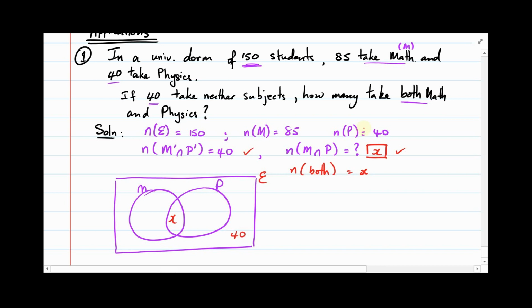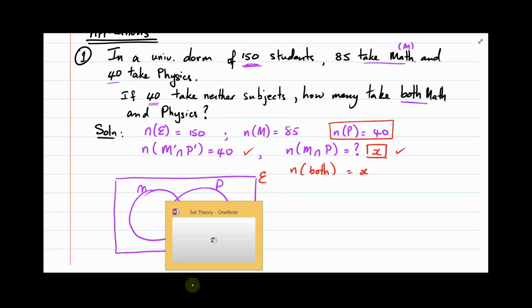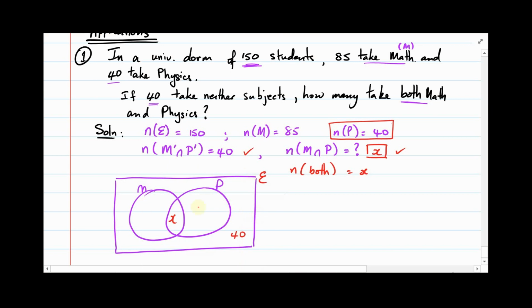All right, since the number taking physics is 40, I can't just put 40 in this region. That would be incorrect, because the number of people in physics would include both these regions. So instead, we would write 40 minus x. I've accounted for x persons before, and those that are unaccounted for, those who take physics only, would be 40 minus x.